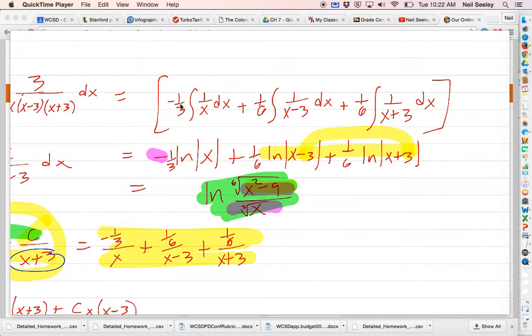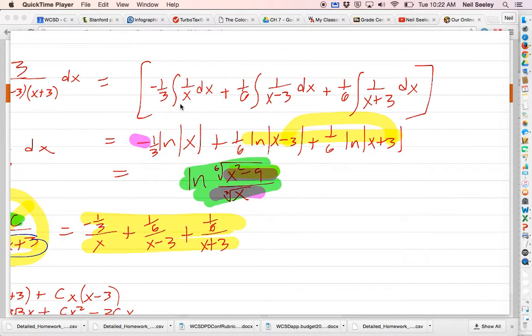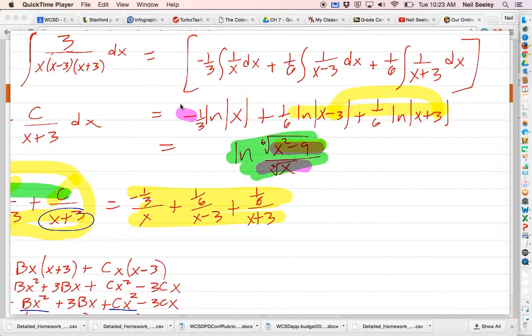Okay, so those are nice division expressions where you say if you're subtracting logs, you can make a single log and divide. If you're adding logs, make a single log and multiply. And that's a nice combination there. So that's the end of that one.